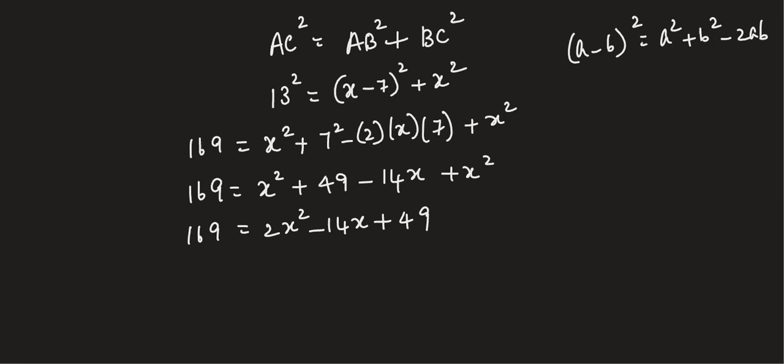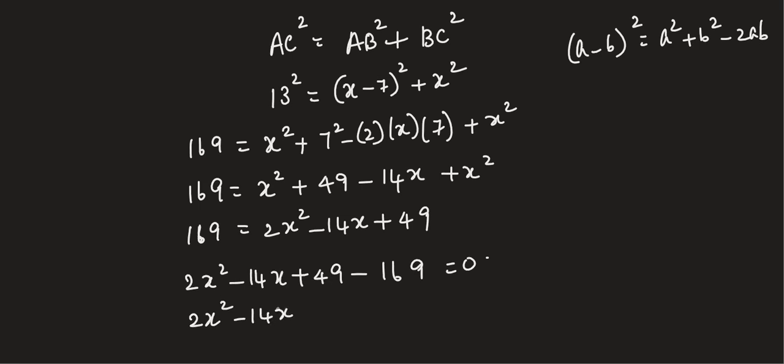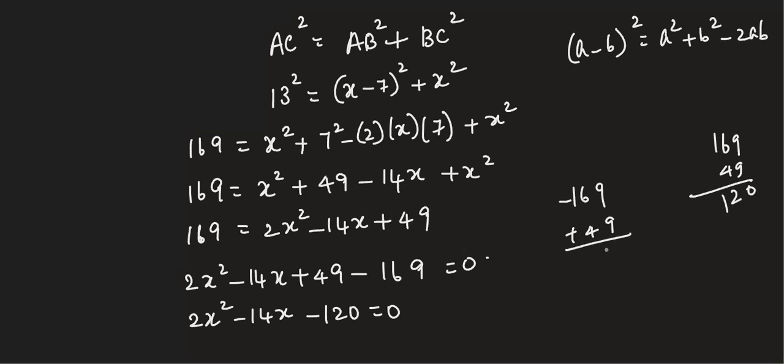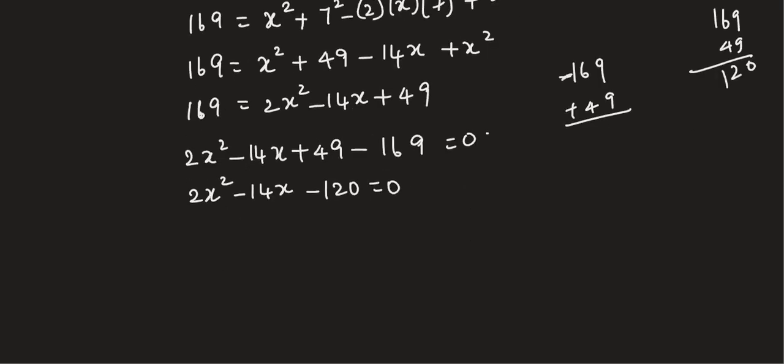Bring the 169 to the other side. So now the equation will become 2x square minus 14x plus 49 minus 169 is equal to 0. So now this will become 2x square minus 14x. What is 169 minus 49? It is 120. Why minus 120? Because this is minus 169 and plus 49. So when I subtract them, I'll get 120, and then I'll have a minus sign. So minus 120 is equal to 0.